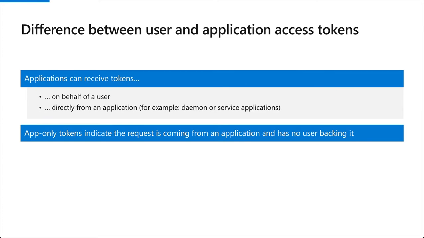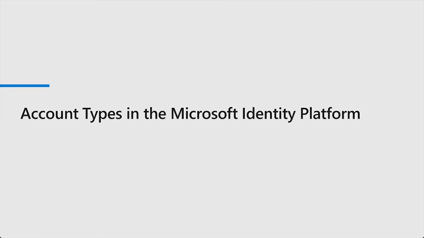It's important to note that there is a difference between user and application access tokens. We've already talked about how a user can authenticate and pass that access token on as the user, but it's also possible for service applications and background processes to run, and these other kinds of applications are going to really run under a service account. They're not really like a user. It's really the application itself that is going to be requesting permissions to run. So these app-only tokens indicate the request is coming from an application and there's not a user per se that's authenticating.